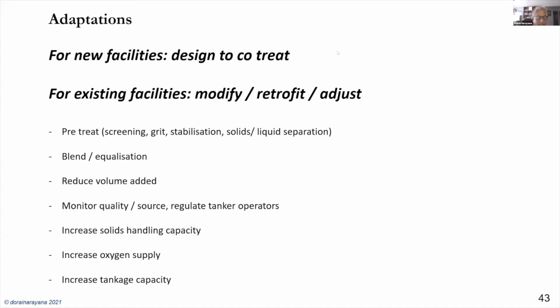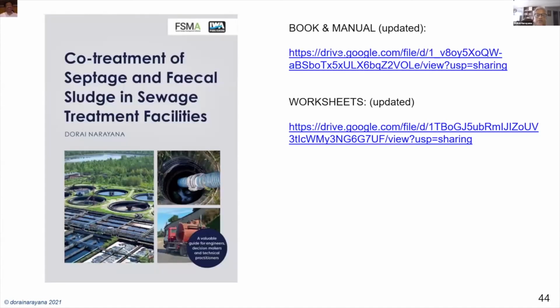the CDD team. Here, I just want to give these two links, which have been shared earlier. So there is a book on co-treatment. This book has been published by IWA, and it is available online also for free download. But in this link, you can find an updated version of the book. So I've done a little bit of updating, and it's brought to 2021.